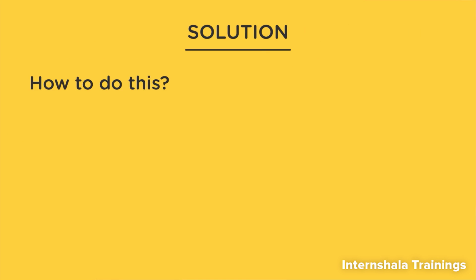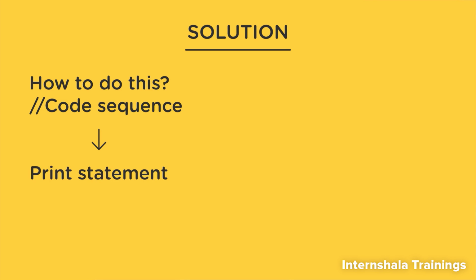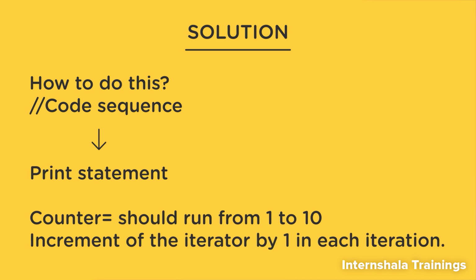Now what all will we need to do this? So as we said, loops are used to repeat a code sequence. And for this program, we can say that this code sequence will be a print statement that will print a natural number each time. Now, we need a counter that will start from 1 and go up till 10 and will increase by 1 at each iteration or repetition, right?